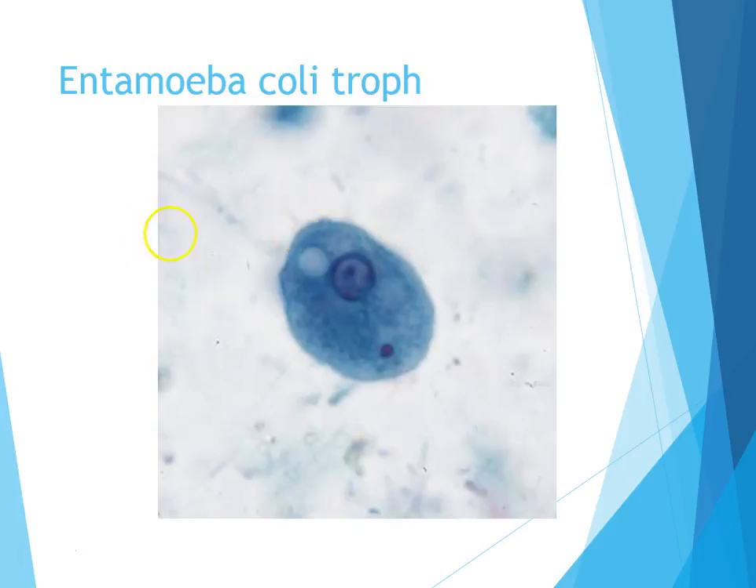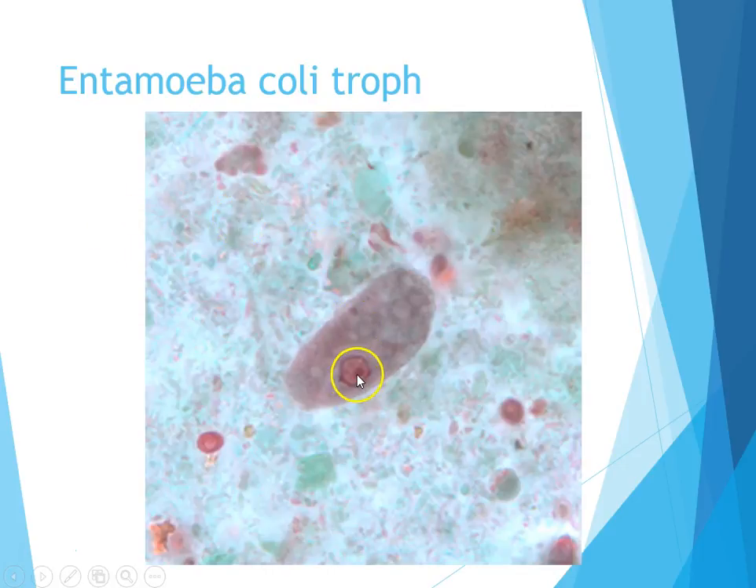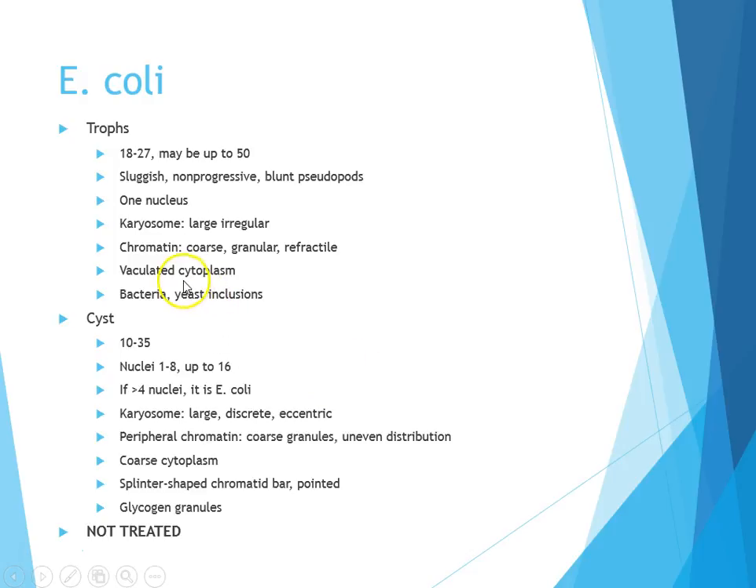Let's see if we can tell. This one is a little larger. Vacuolated cytoplasm. The chromatin is coarse, granular, and refractile. This is around the nucleus. The cyst is 10 to 35. It can have up to 16 nuclei.